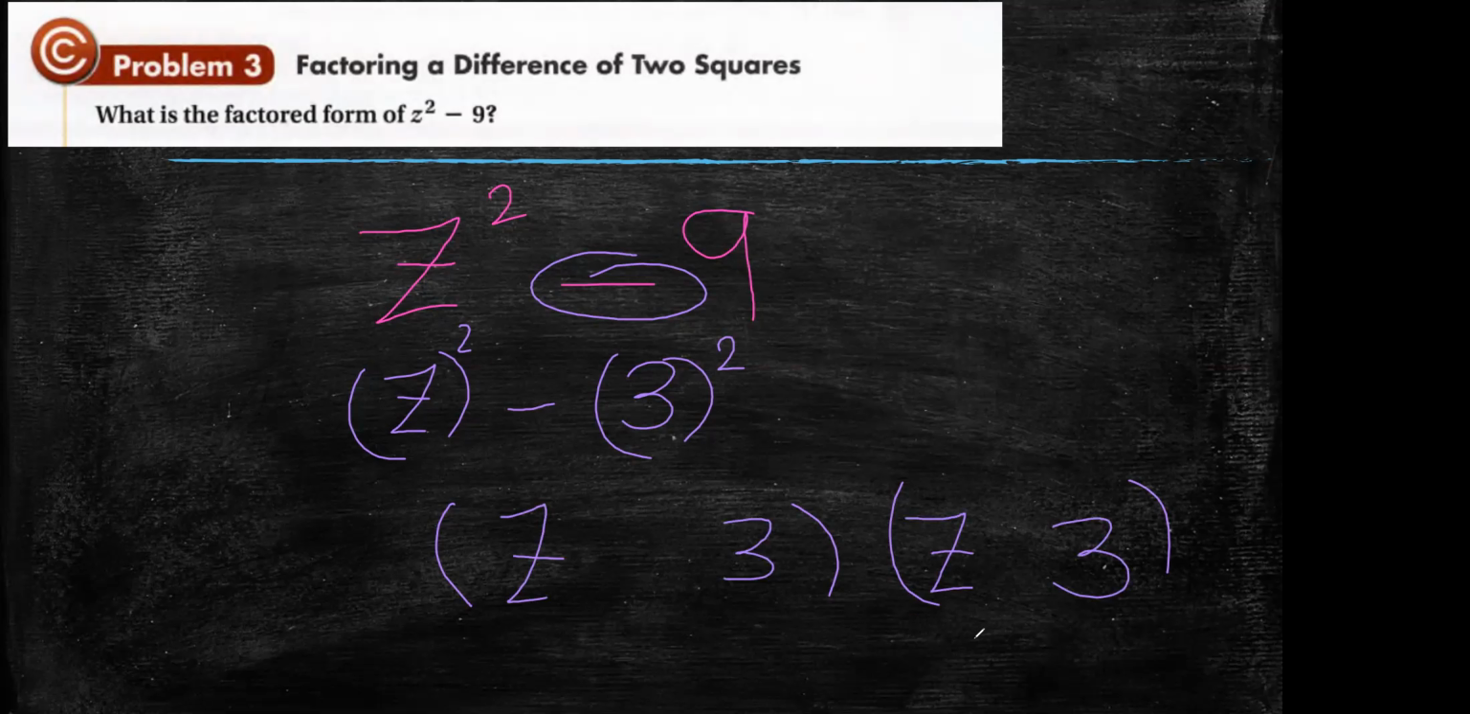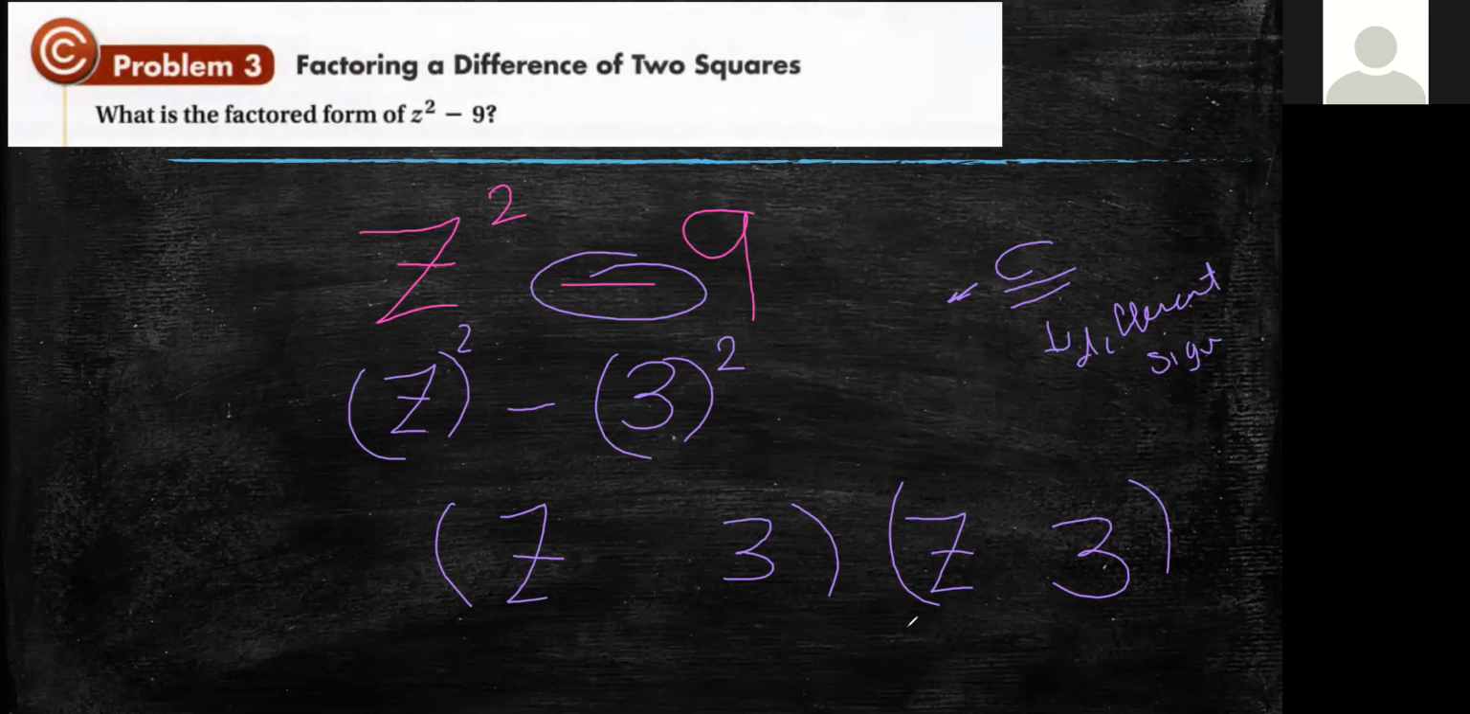But since I have a minus sign, did you remember when I told you that if C is minus, you have to remember it. If C is minus, that means you have different signs when you're factorizing. So one is minus here and the second one is plus here. That's it. This is how we factor a difference of two squares. Let's check it. If you multiply them, will I get z squared minus 9? Let's see.